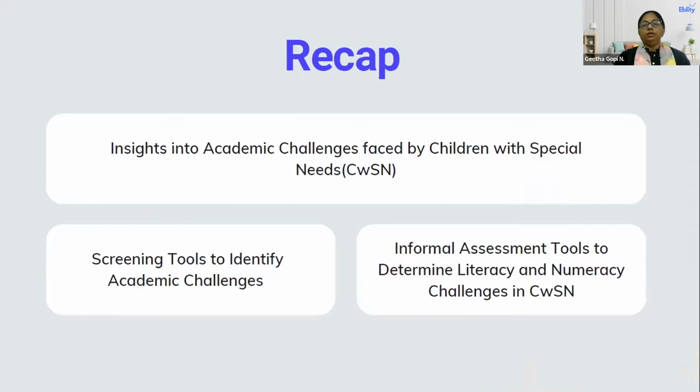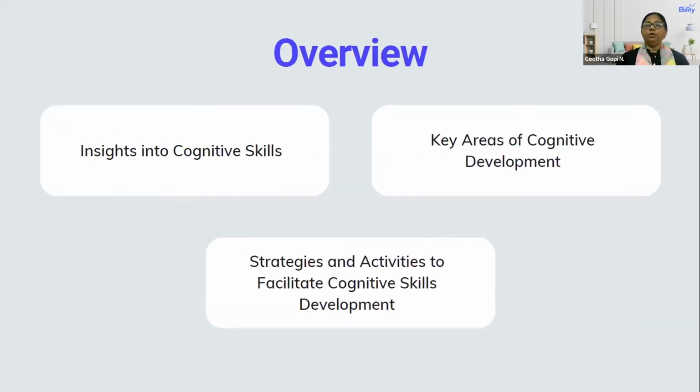Okay. So, going through a quick recap of what you may have already gone through. We've had an insight into different kinds of academic challenges that children with special needs face. Assessment of children, like using screening tools to identify children at risk for having academic difficulties. Different kinds of informal assessment tools. How to determine the literacy and numeracy skill challenges that are commonly seen in children with special needs. So all these you might have already had a background of. So today we are going to get more into an overview of remediation skills.